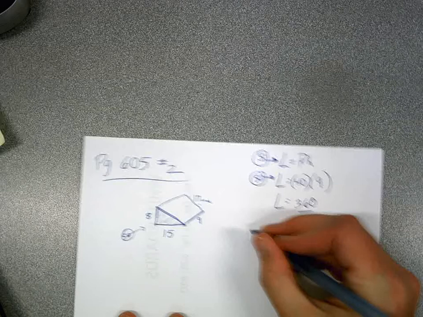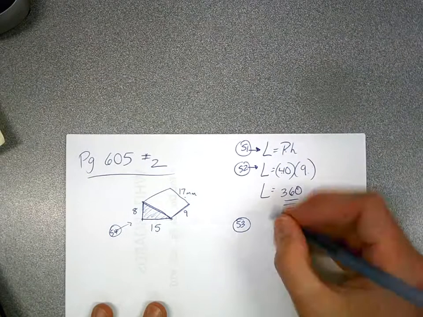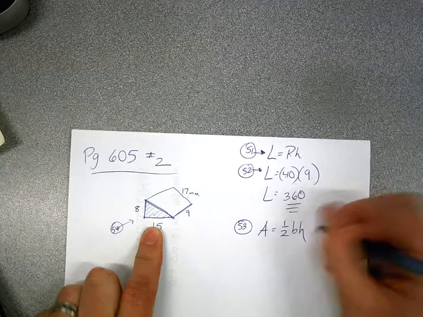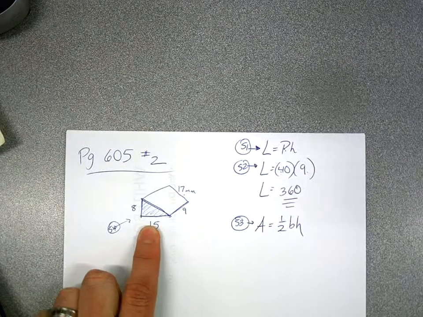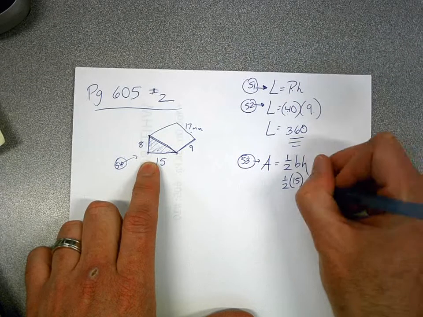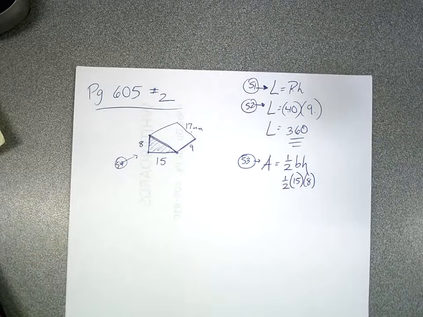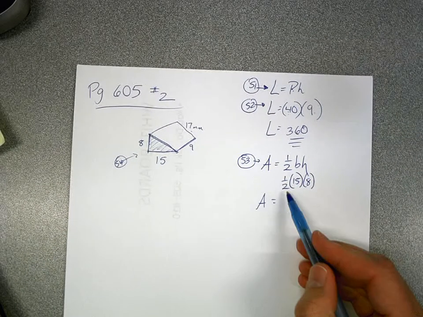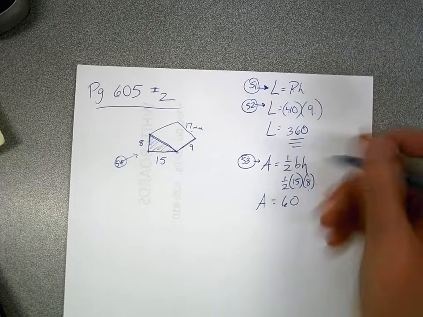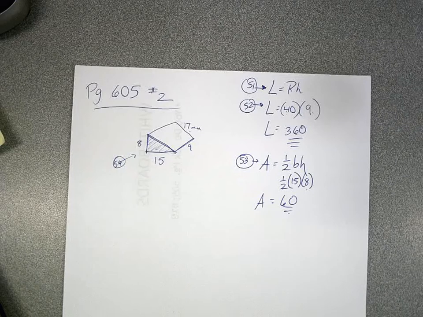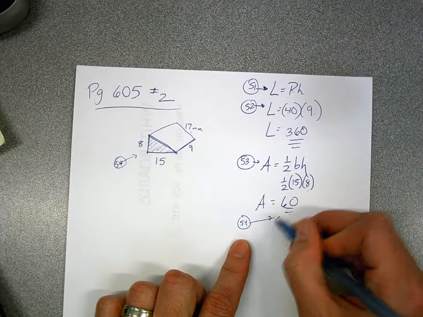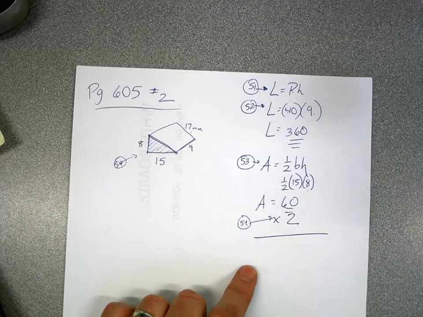Now, step 3. Find the area of the bases. Remember, this is a triangle, 1/2 base times height. So here we go. My base is 15. My height of my triangle is 8. You can probably do this mentally. 1/2 of 8 is 4. 4 times 15 is 60. However, don't forget, that's only one base. We need to multiply it by 2 to get the area of both bases.